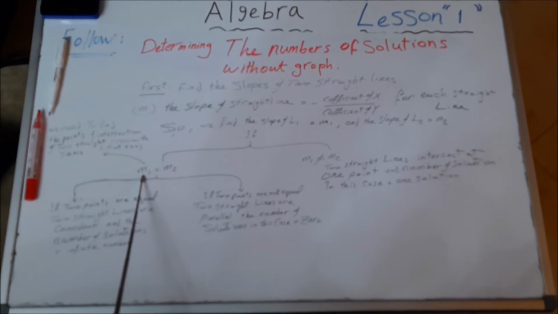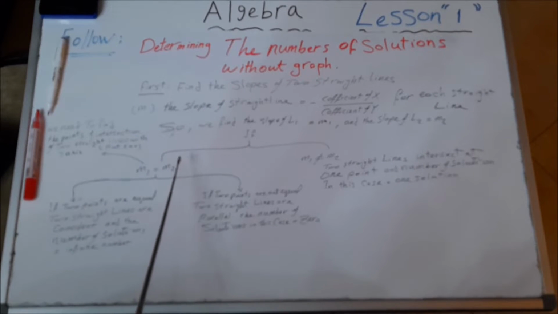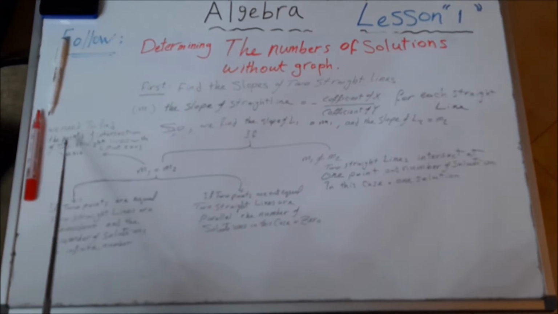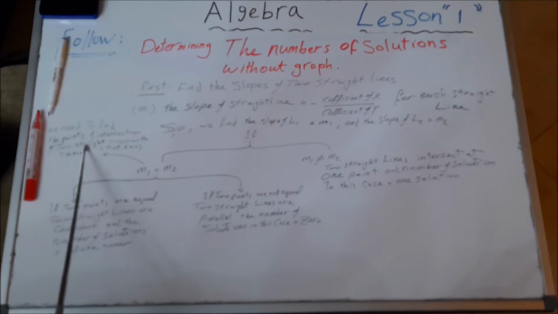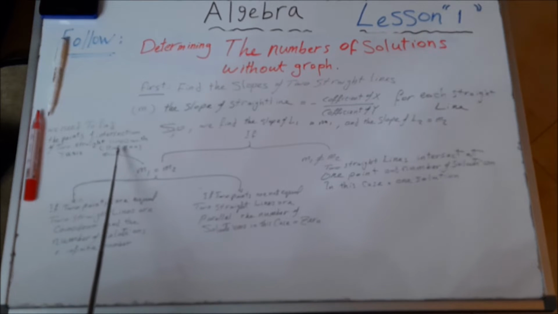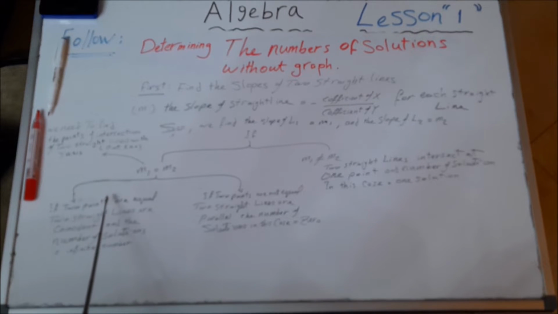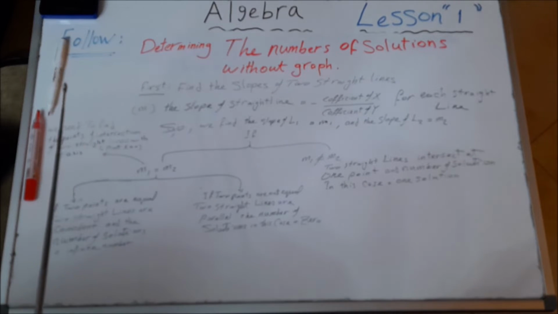If M1, which is the slope of straight line 1, equal the slope of straight line L2, in this case you need to find the points of intersection of two straight lines with the y-axis, and this can be done by put x equals 0 in each equation. In each equation of straight line, you must put x equal 0. And after that, compare between the 2 points, the x coordinate or y coordinate for each straight line.